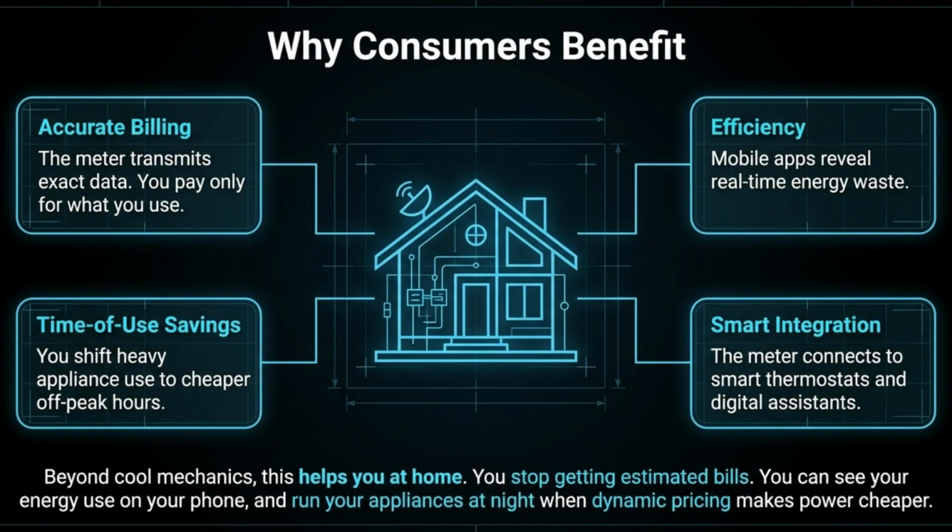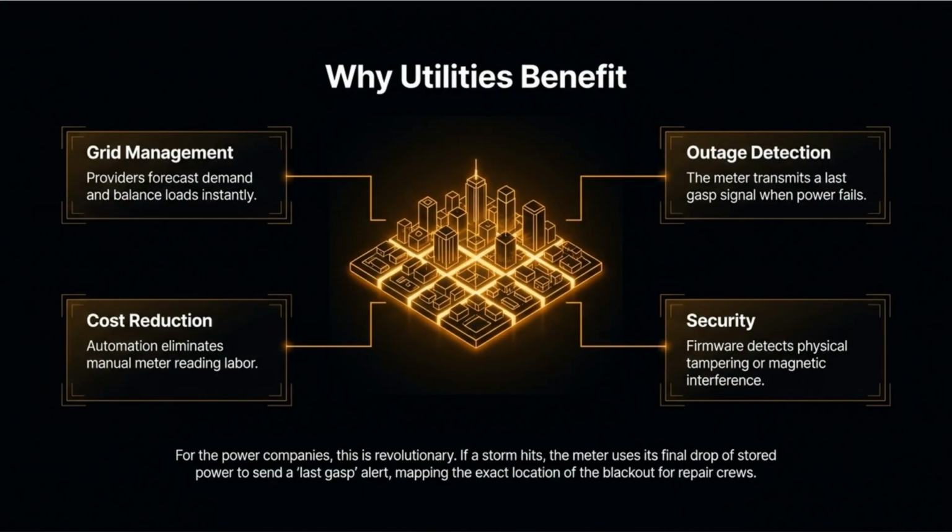Beyond the mechanics, this technology helps you at home. You stop getting estimated bills, can monitor your energy use on your phone, and run your appliances during off-peak hours when power is cheaper. For power companies, this is revolutionary. If a storm hits, the meter uses its final drop of stored power to send a last gasp alert, mapping the exact location of the blackout for repair crews.